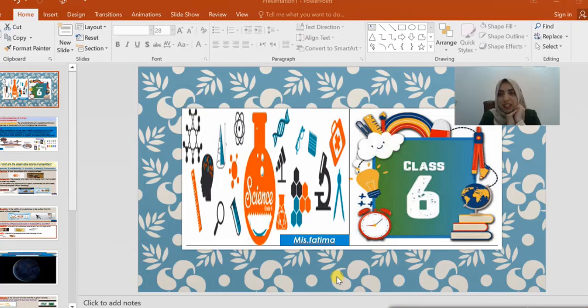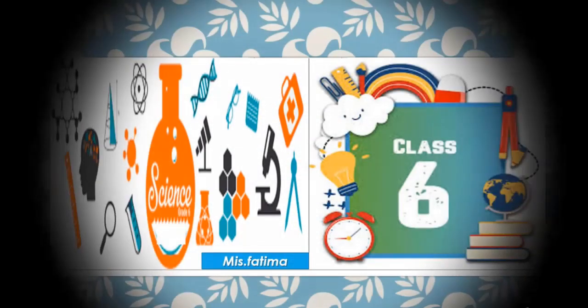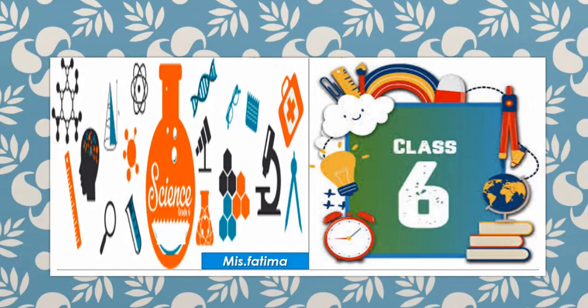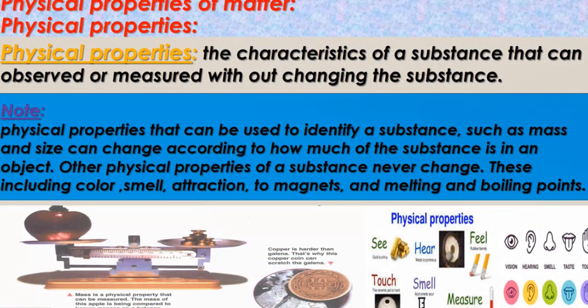My students, in the previous lesson, we studied physical properties. Now, a review of the last lesson before starting the new lesson. We studied last lesson, Unit 5, Chapter 2, Lesson 1, Physical Properties. What are the physical properties?